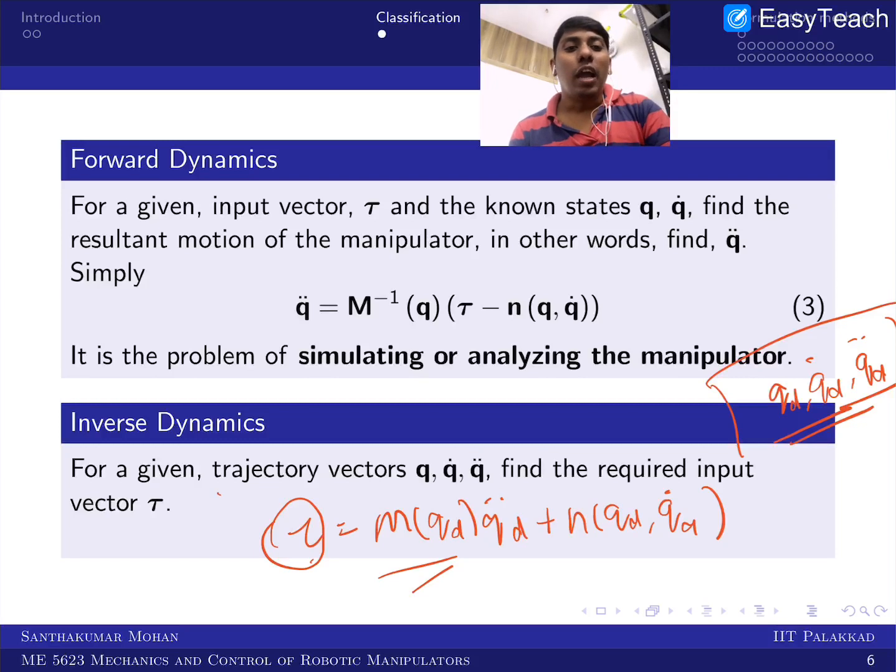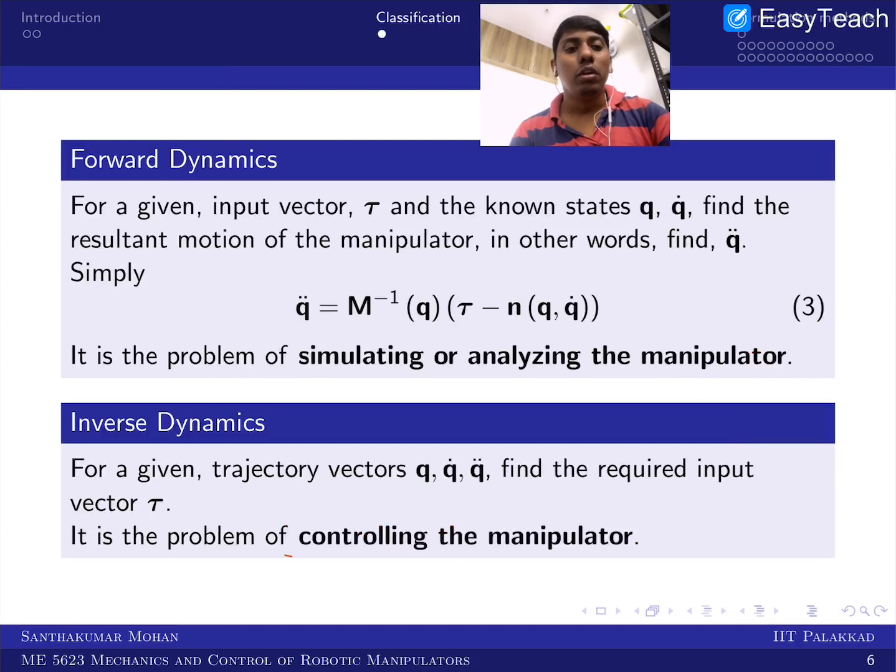In the sense, for a given trajectory vector, find the required input vector. I am keeping this as my desired, and I am trying to see what I can give. So I am trying to find tau. This is more or less a feed forward, and feed forward is nothing but control. We are trying to control the manipulator. That is the problem of inverse dynamics, a simple problem of controlling a manipulator, whereas forward dynamics is the problem of simulating or analyzing the manipulator.